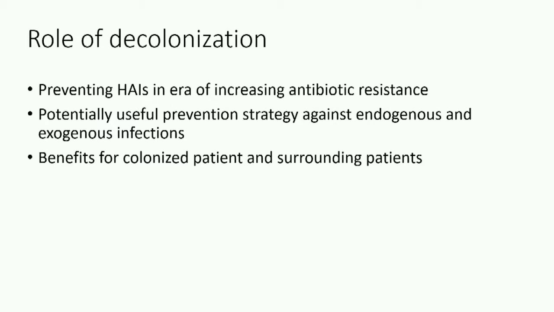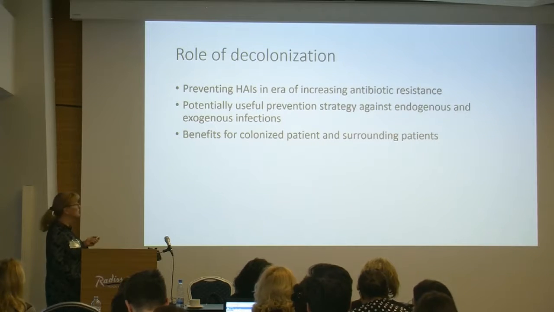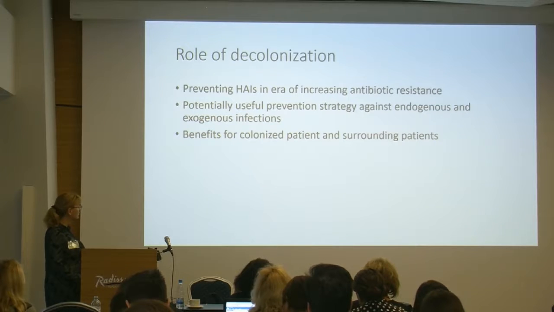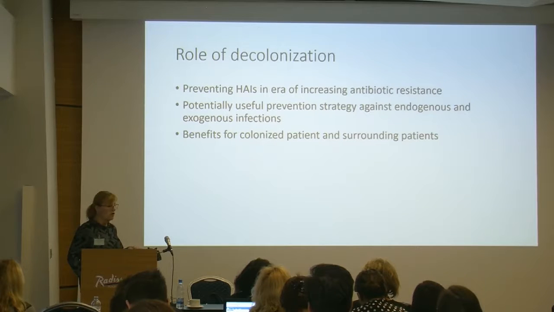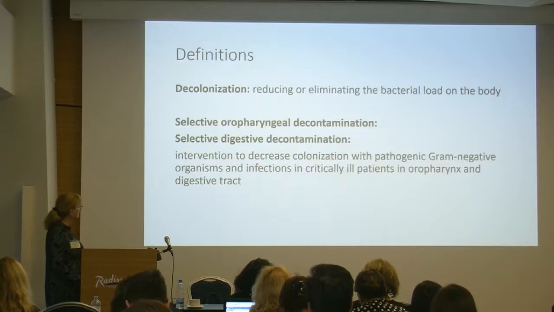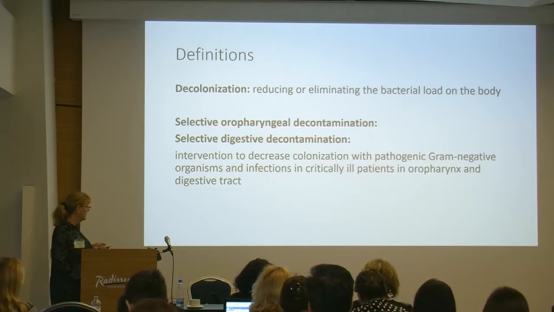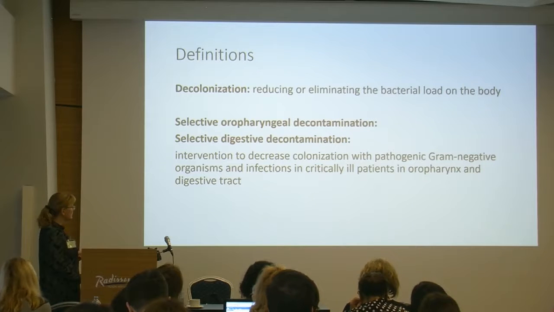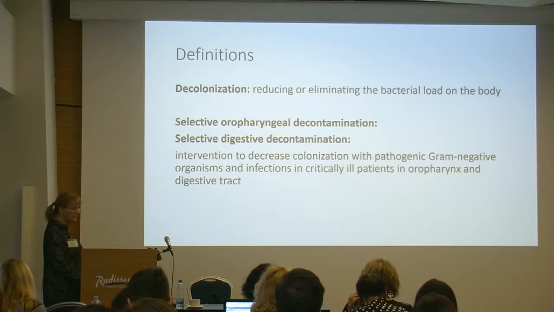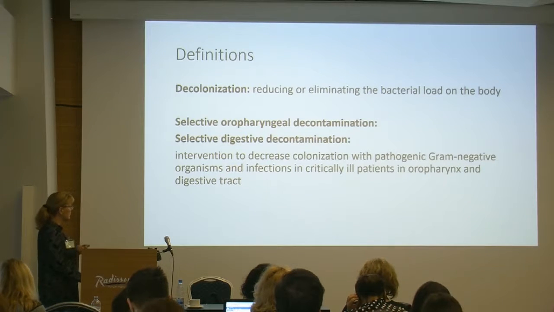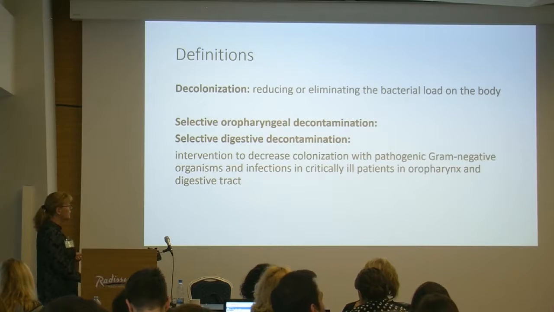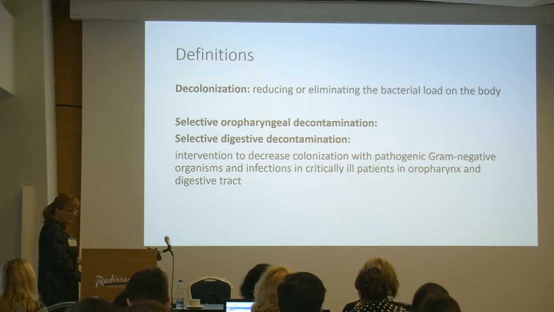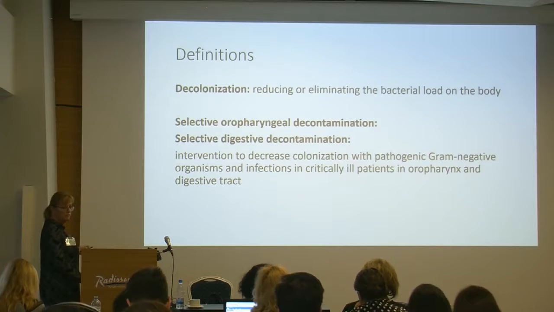What is the role of decolonization? The role is preventing an era of increasing antibiotic resistance and preventing hospital-acquired infection. It can be a potentially useful prevention strategy against endogenous and exogenous infections, and it can benefit all the patients who are colonized and also the surrounding patients in the hospital. There are basic definitions. Decolonization means reducing or eliminating the bacterial load in the body. Selective oropharyngeal decontamination and selective digestive decontamination are interventions to decrease colonization, mostly with pathogenic gram-negative organisms, also with MRSA, vancomycin-resistant enterococci or Candida in critically ill patients, in the oropharynx and in the digestive tract, usually aimed to prevent bacteremia and ventilator-associated pneumonia.